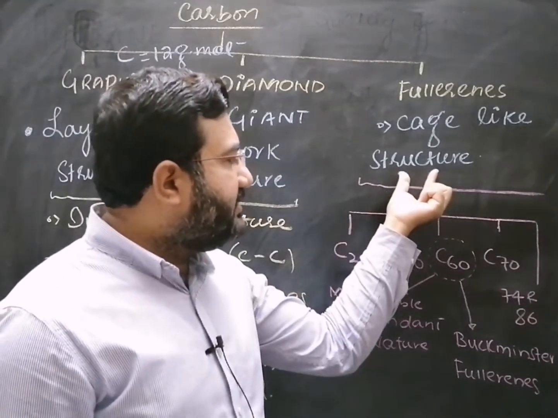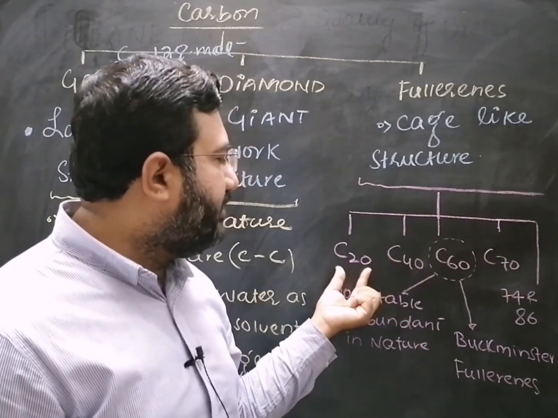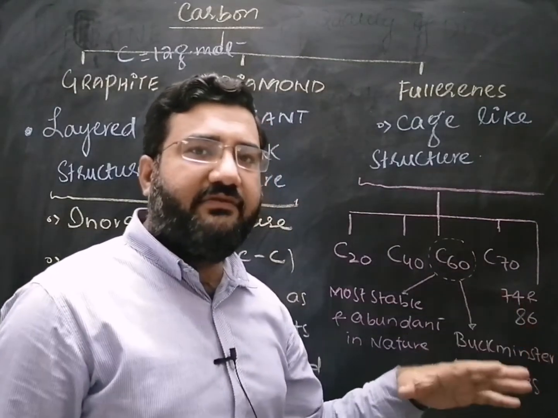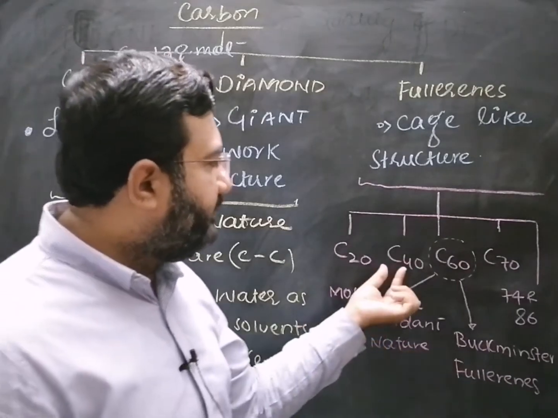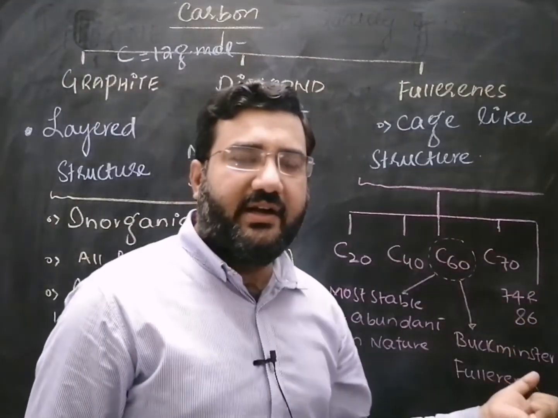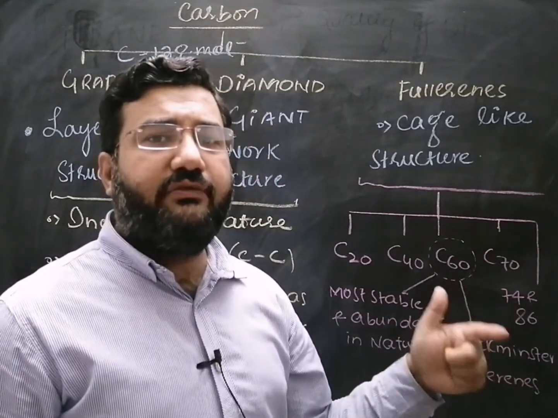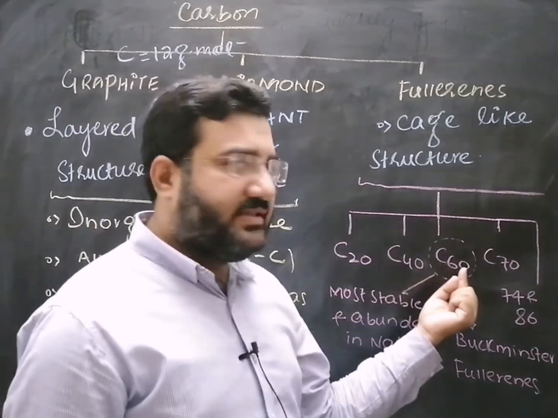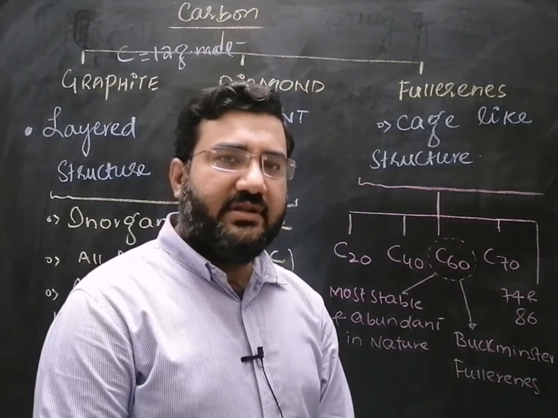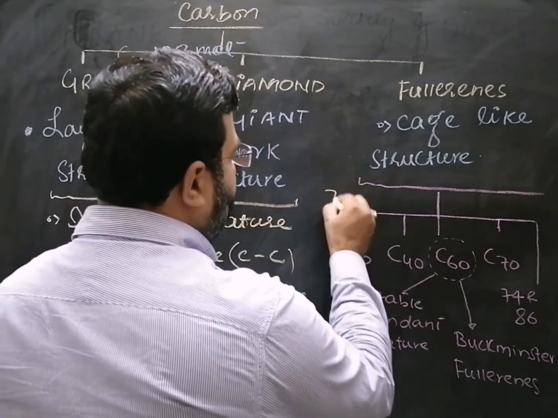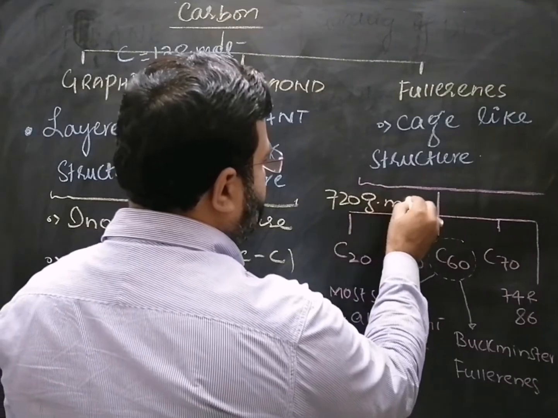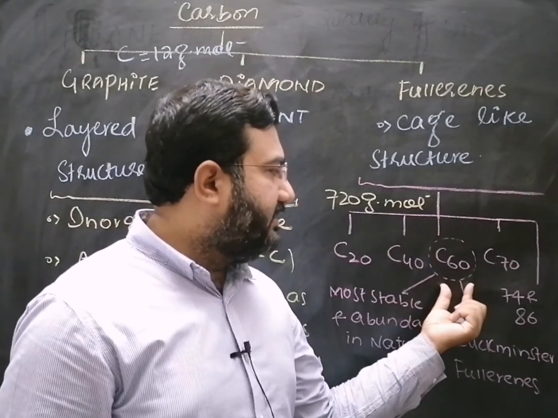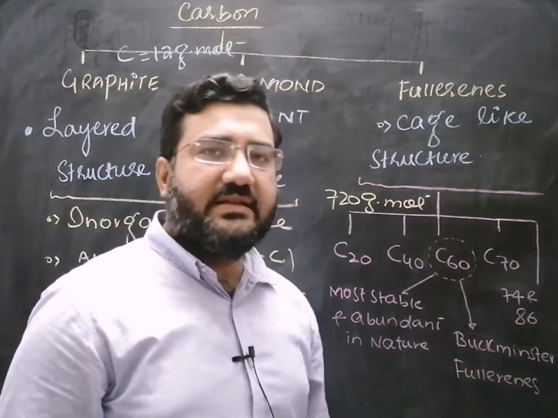The fullerenes have a cage-like structure, and they start from carbon number 20 and move up to carbon number 86. They have an even number of carbon atoms, like 40, 60, 70, 74 and 86. But out of all fullerenes, the most stable and most abundant in nature is C60, meaning having 60 carbon atoms, and its molar mass is 720 grams per mole. This C60 fullerene is called Buckminsterfullerene.